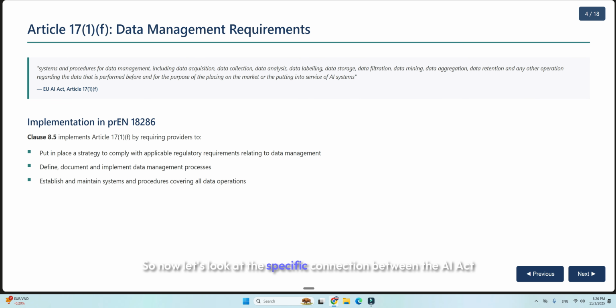So now let's look at the specific connection between the AI Act and this new standard. Article 17, paragraph 1, point (f) of the EU AI Act requires quality management systems to include systems and procedures for data management, and it lists 10 specific operations: data acquisition, collection, analysis, labeling, storage, filtration, mining, aggregation, retention, and any other operation regarding the data. So this is quite comprehensive. The regulation isn't leaving data management to chance. It's explicitly requiring documented systems and procedures for every stage of the data pipeline.